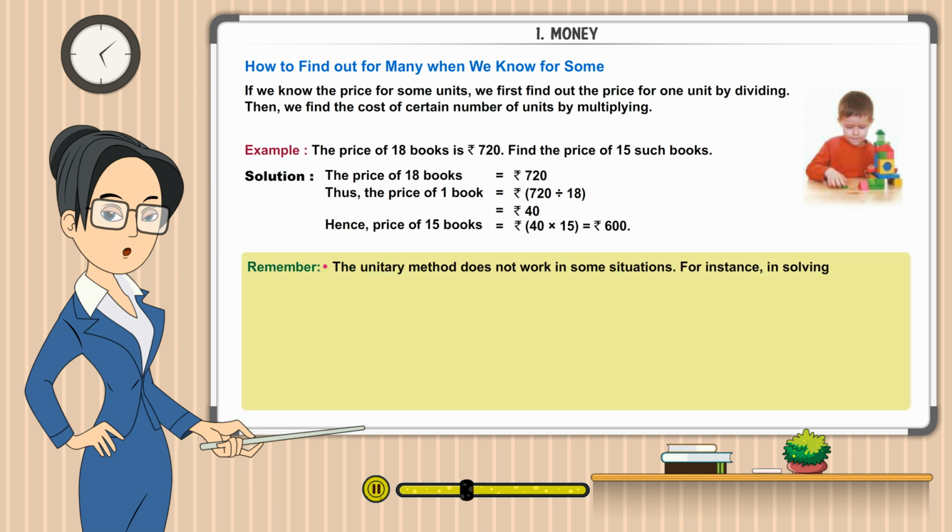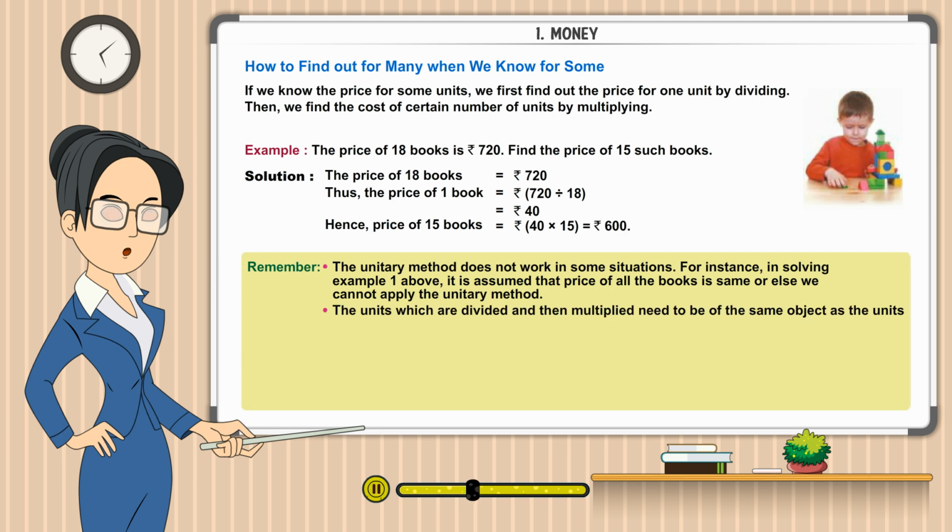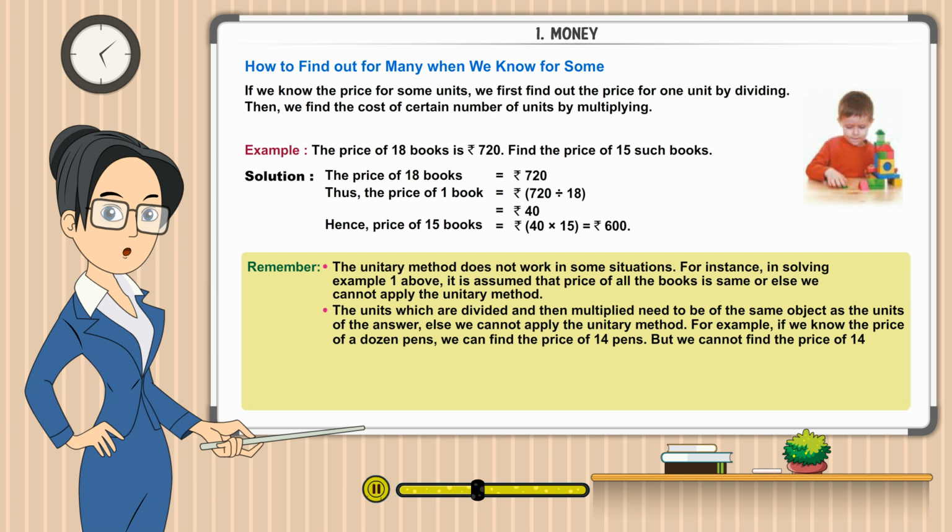Remember, the unitary method does not work in some situations. For instance, in solving the example above, it is assumed that the price of all the books is the same, or else we cannot apply the unitary method. The units which are divided and then multiplied need to be of the same object as the units of the answer, else we cannot apply the unitary method. For example, if we know the price of a dozen pens, we can find the price of 14 pens. But we cannot find the price of 14 pencils given the price of a dozen pens.